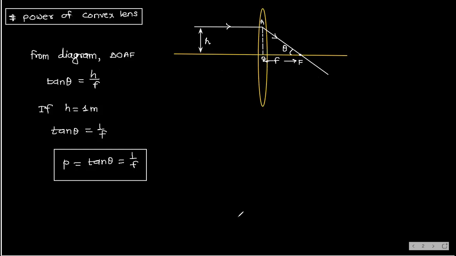Is anyone feeling sleepy? Yes. That's why, see now how I am writing the definition. See how I am writing the definition once. Power of convex lens. Can we define it like that or not? You tell me. I am writing like this.